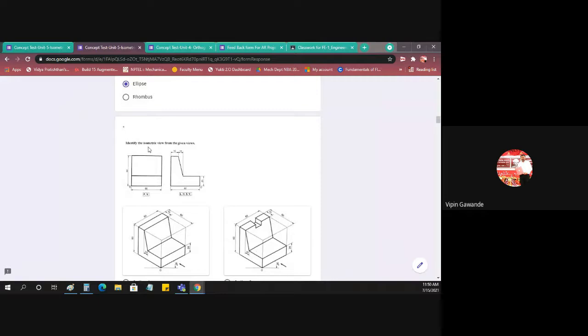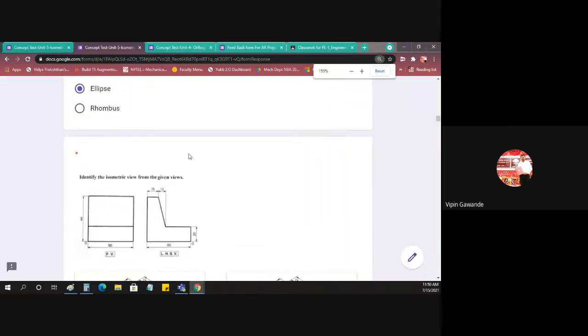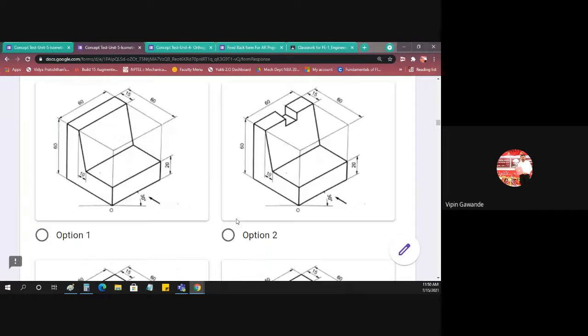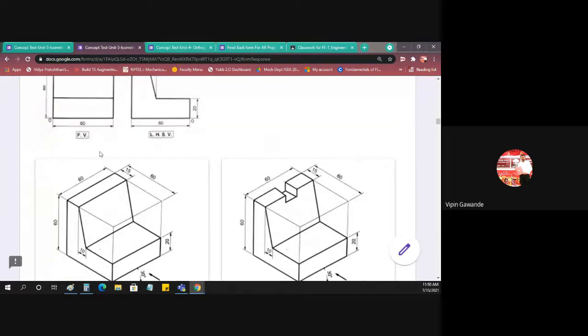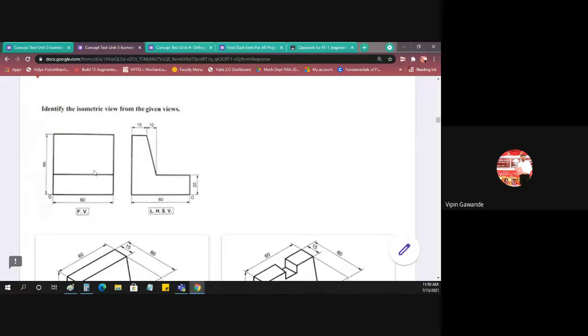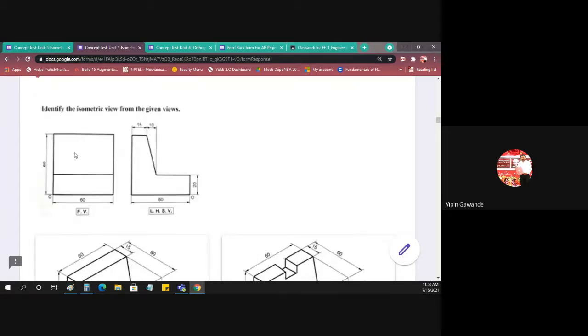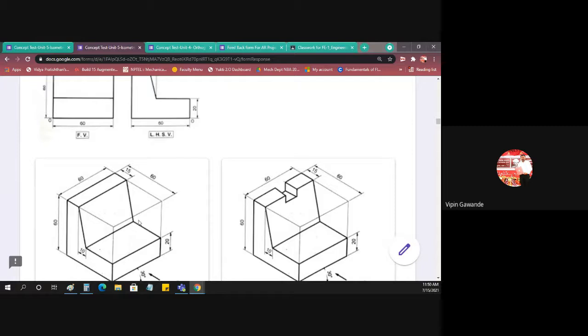Identify the isometric view from the given views. So we have given here the front view and left hand side view. That means whatever the model that is given to us, in front view it must appear like this, and in left hand side view it must appear like this. Okay. So now just take this first image. The simple way is what? Just take this first image and then compare with all the 4 models.